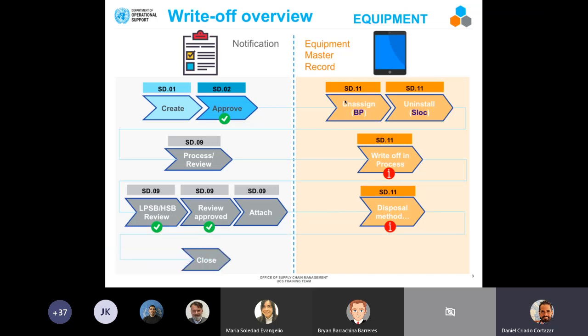At the end of the story, when that disposal method is changed in the equipment user status, then SD09, and you see that this disposal planner plays an important role from the notification point of view, closes the notification if everything is good to go. And eventually SD11 will deactivate the equipment in the system. So this is a bit of how things run in parallel, the consequences of the notification for the equipment master record, and the roles involved.